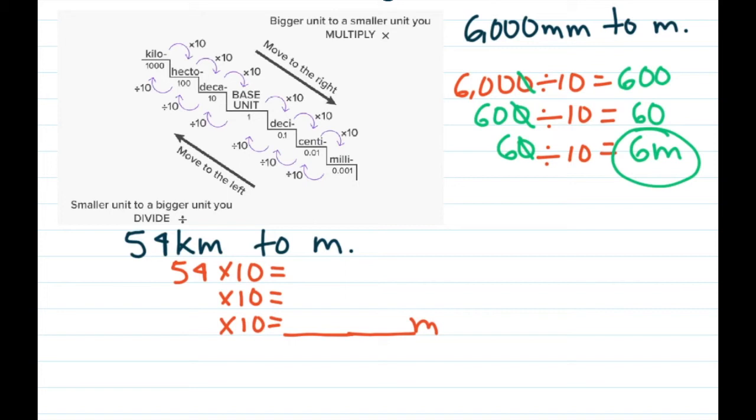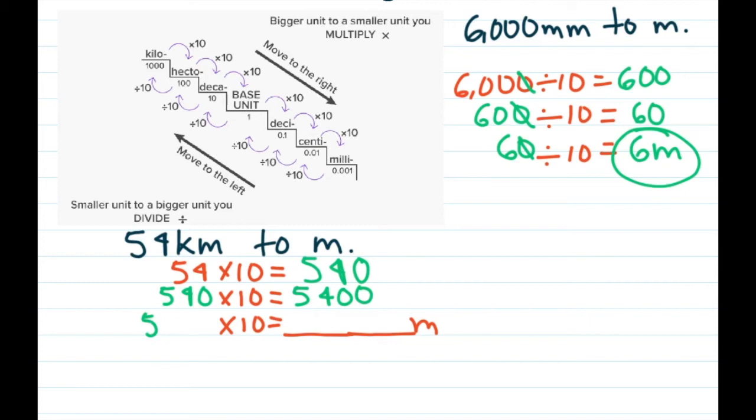Okay, so in this case, 54 times 10 is going to be 5, 4, and 0. I add the 0, so 540. Now to that 540, I'm again multiplying times 10. So 540, I add another 0: 5,400. See, I added another 0.